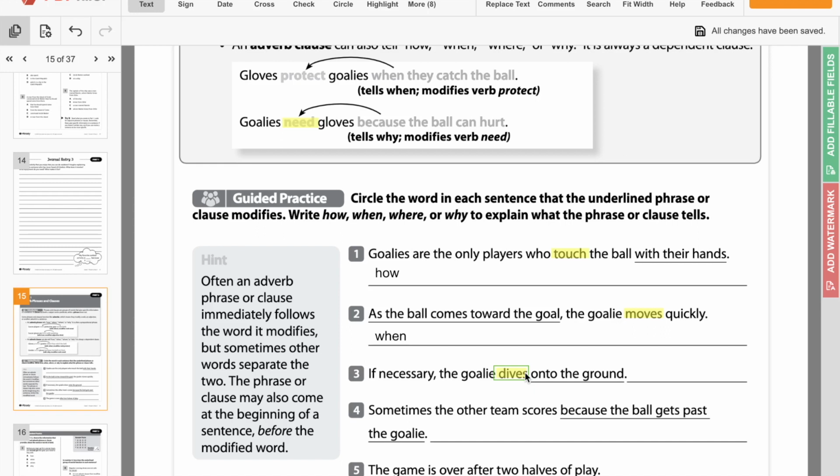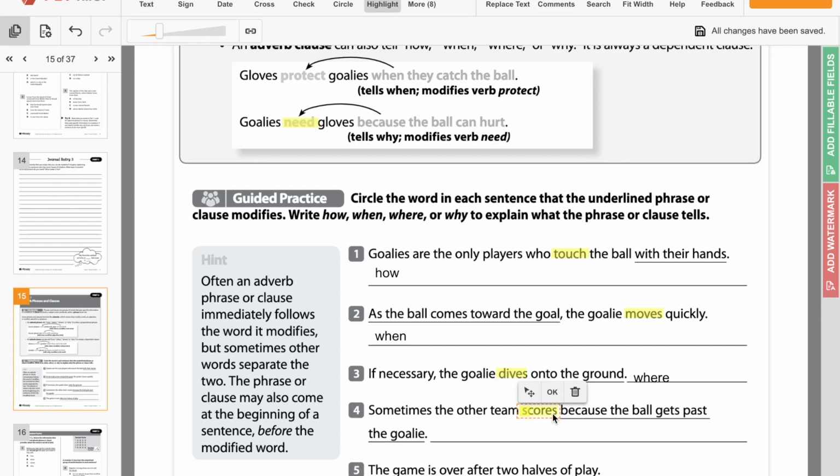Now 4 says sometimes the other team scores because the ball gets past the goalie. So the word is scores because that's what they're doing, is scoring. And they scored because the ball gets past the goalie. So how did they score? Because the ball gets past the goalie. Doesn't make sense. When did they score? Because the ball gets past the goalie. Doesn't make sense. Where did they score? Doesn't make sense. Why did they score? Because the ball gets past the goalie. That makes sense. So it's answering the question of why.